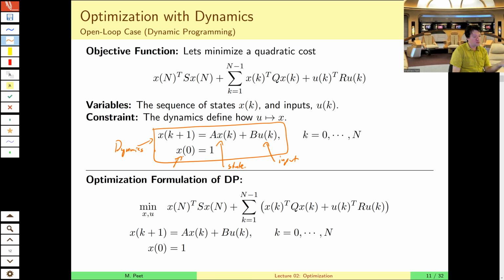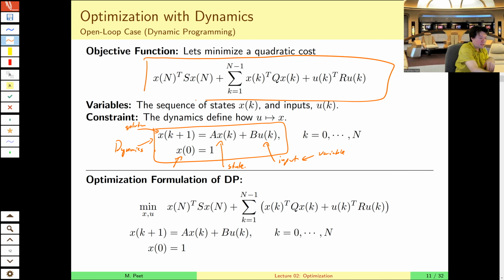And we want to choose our input. So that's obviously a variable. We want to choose our input such that the solution to this equation minimizes a cost function. And this is a standard controls related cost function. You have a weight on the terminal value, the end point, the last time step, the terminal cost, and you have a running cost.